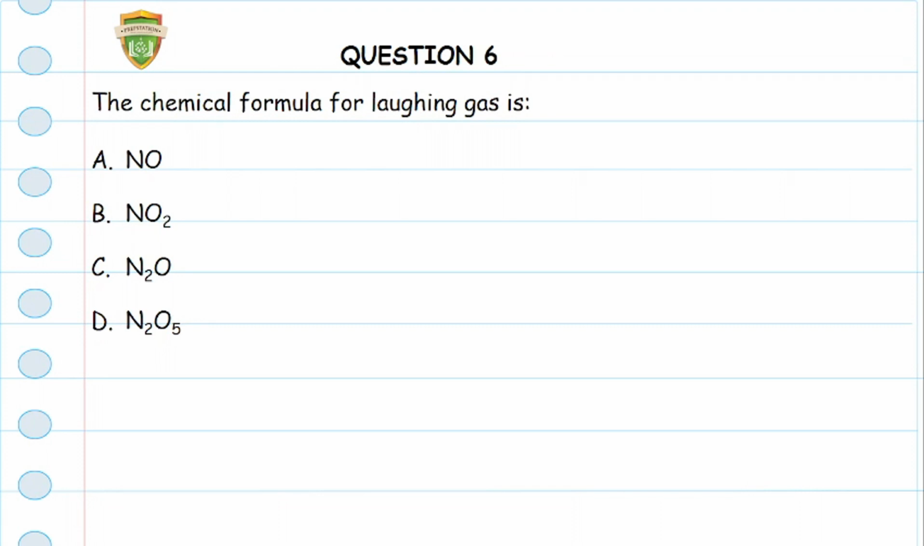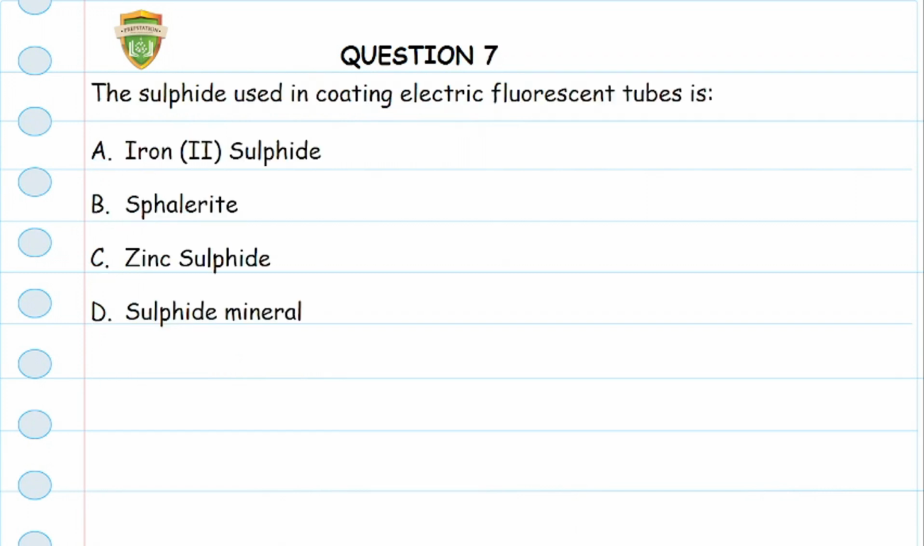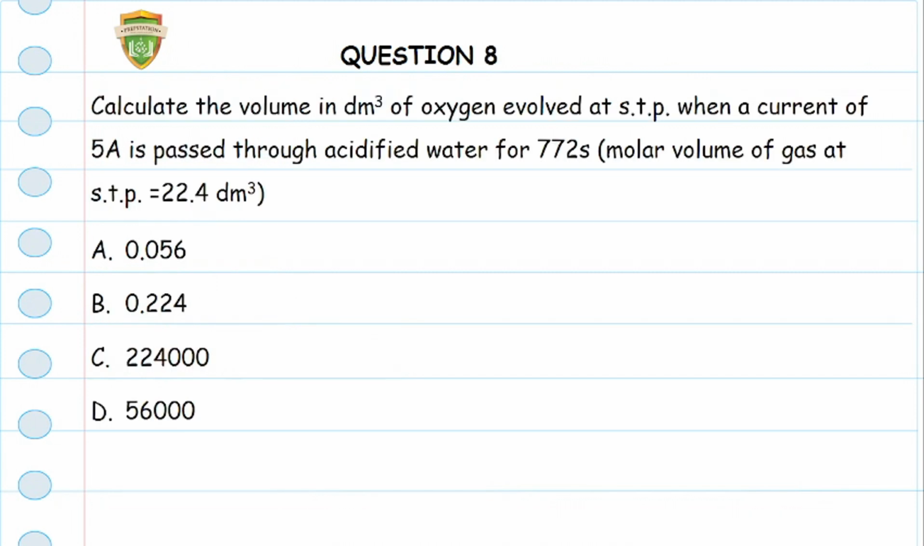So if you inhale large proportions, you can actually keep laughing, and it can get very, very serious. But the formula for laughing gas is N2O, nitrogen monoxide. So that is option C. Question 7 says the sulfide used in coating electric fluorescent tubes is zinc sulfide. So that is option C.